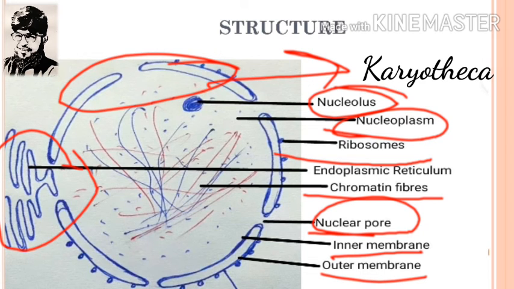Now nucleus is also called as boss of the cell or director of the cell. In our next video, we will talk about detailed structure of nucleus and detailed structure of chromosomes as well.